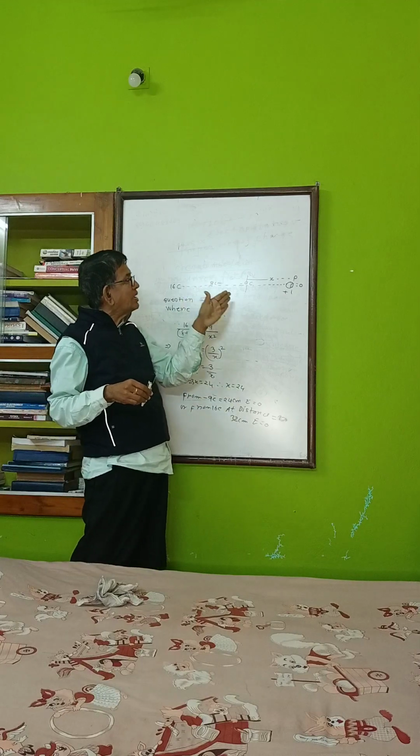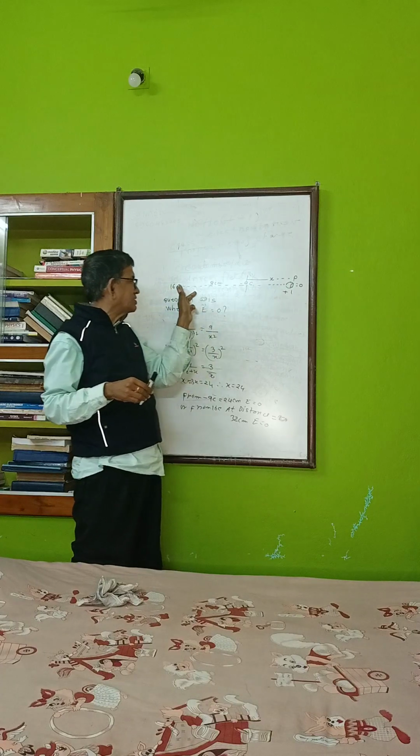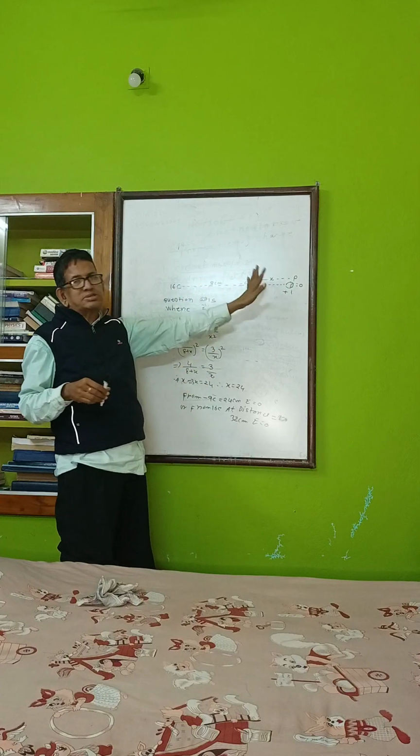So x, you may give the answer from 9 Coulomb, it is at 24 centimeter, or from 16 Coulomb, 24 plus 8, that is 32.